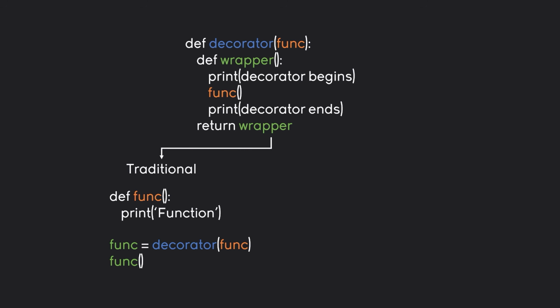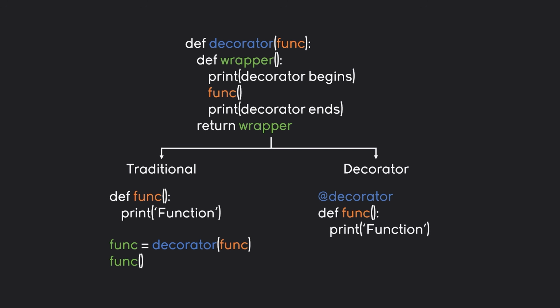Now the problem with that approach is that we are writing func 3 times, 1, 2, and 3, and if we want to call it a 4th time, which is kind of annoying. So what Python developers have done is to create a shorthand for this, and this is called a decorator. And this one is looking like this.